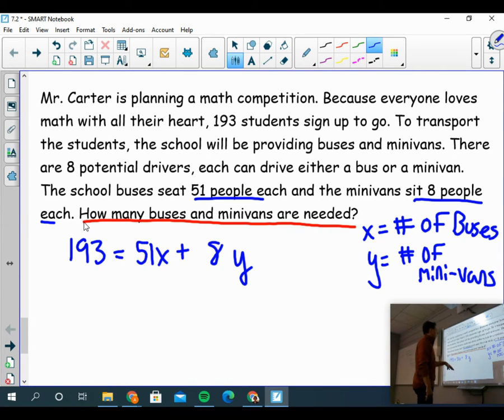51 per number of buses, 8 per number of minivans gives us our total of 193. But I can't just stop here. You see, if I set up this equation, unlike the problems we've solved in the past, we can't just go and solve it and get x equals blank and y equals blank. Why? Because we only have one equation, and that one equation has two variables.